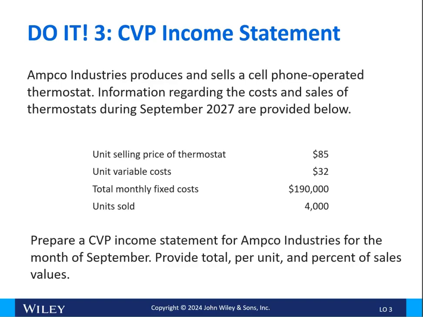So let's go through another example. Amco Industry produces and sells a cell phone operated thermostat. Information regarding the costs and sales of thermostats during September 2027 are provided below. So we sell the thermostat for $85 per unit. We have unit variable costs of $32 per unit. Our total monthly fixed cost is $190,000. Our units sold are 4,000. So we need to prepare the CVP income statement for Amco Industries for the month of September. We want total, per unit, and percent of sales values.